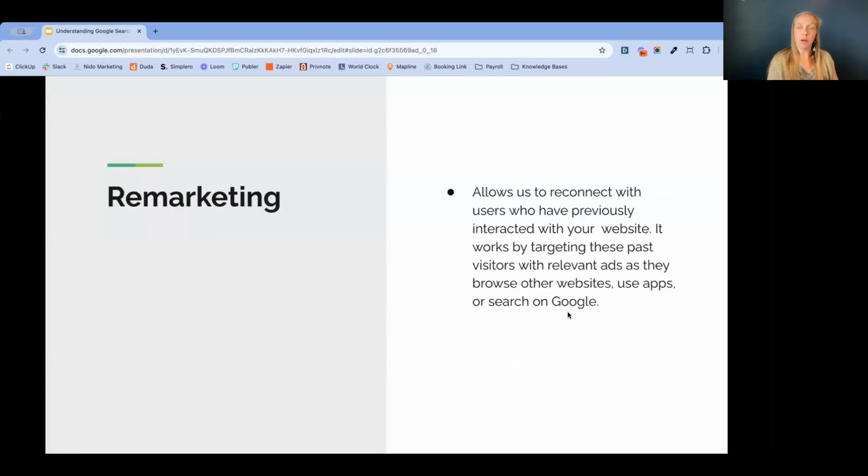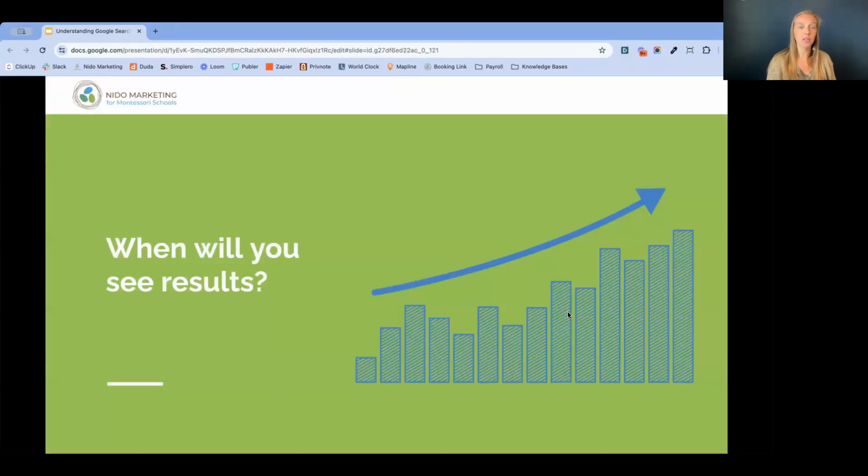We also target with remarketing, and this is how we get these parents. So remarketing is if someone has visited your website before, we take their information and then we try to show your ad again on other places that they're looking. So through other websites, if they're using another app, if they're searching for something else on Google, we also use this remarketing technique to help target those parents that are looking for Montessori schools.